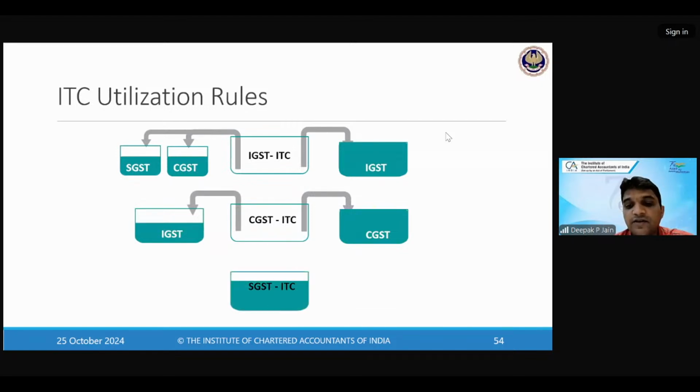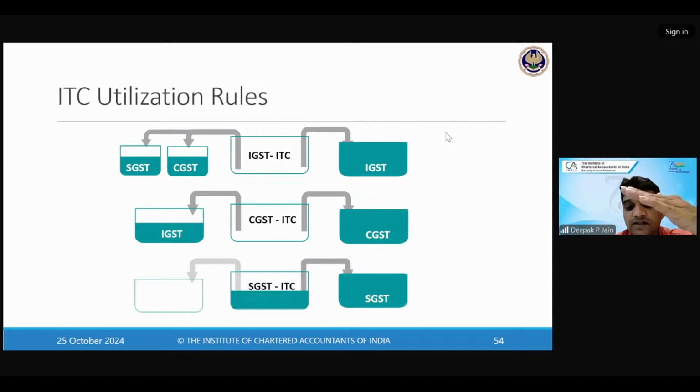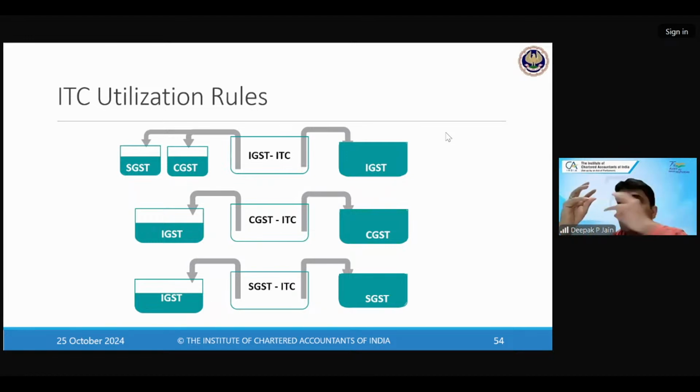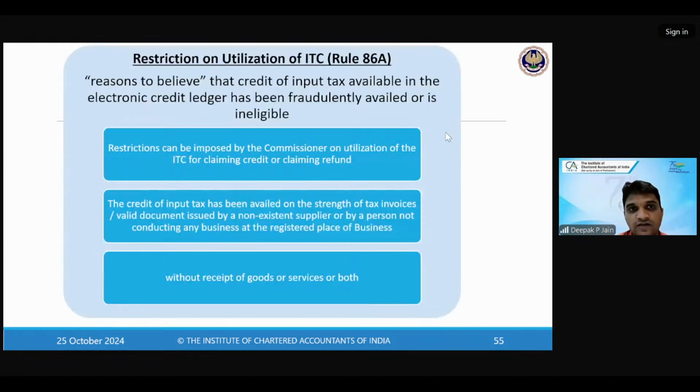SGST ITC can be utilized for SGST payments and then for any IGST liability. CGST cannot be utilized for SGST. SGST cannot be utilized for CGST. Apart from that, this can be utilized. CGST ITC is used for CGST first, then IGST. But IGST can be utilized for IGST, then CGST and SGST both. That is the utilization of credit.